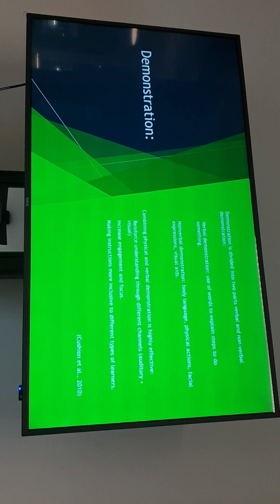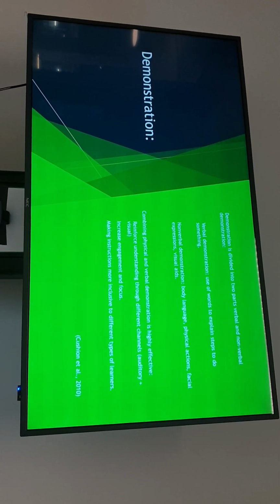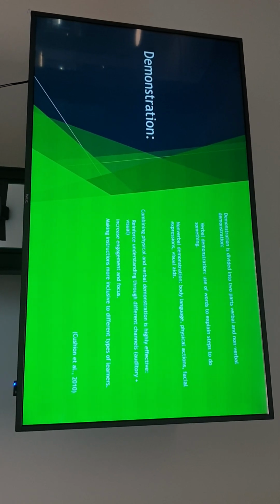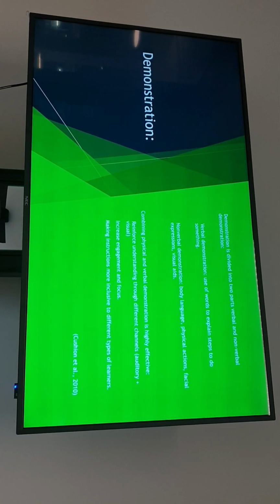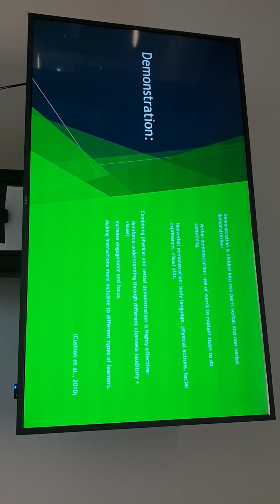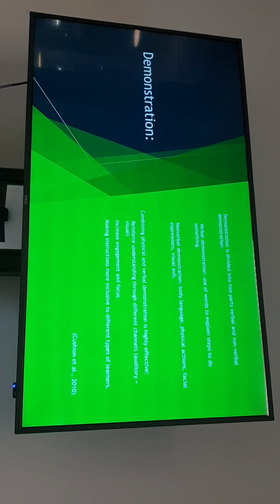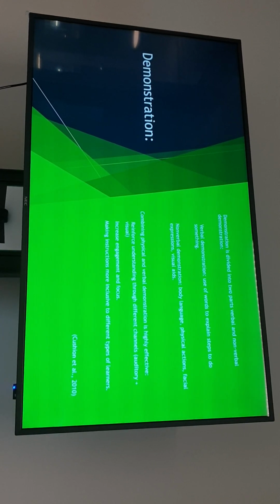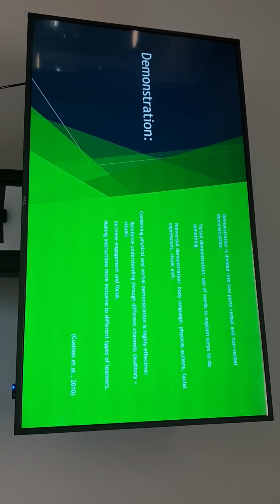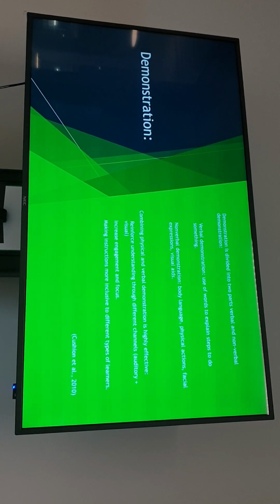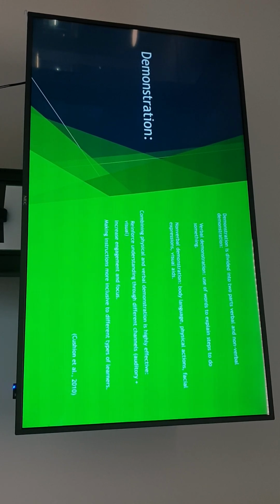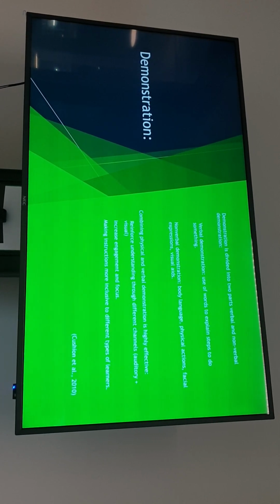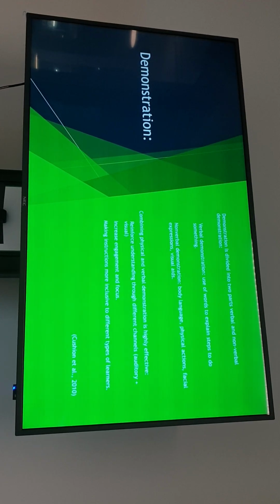Combining physical and verbal demonstration is highly effective because it reinforces the understanding through different channels, auditory and visual. Second, it increases the engagement and the focus, especially in complex drills, like in football coaching or coaching in general, and also makes instructions more inclusive to different learners, because we have learners who learn from auditory more than visual, others visual more than auditory.